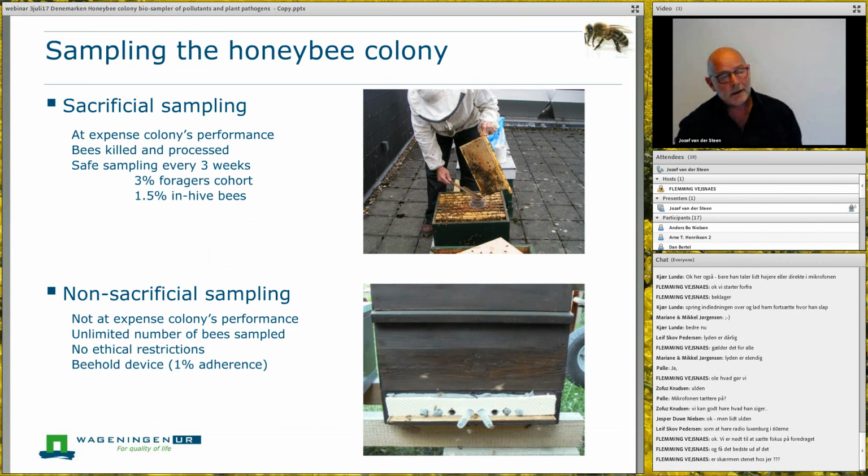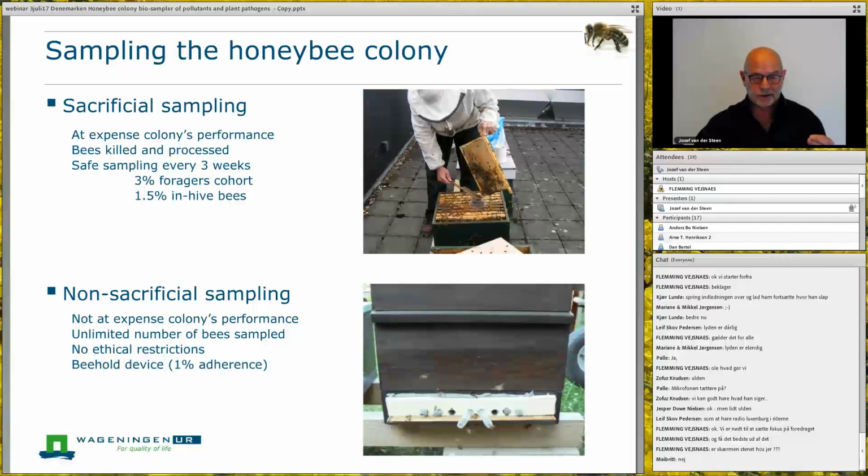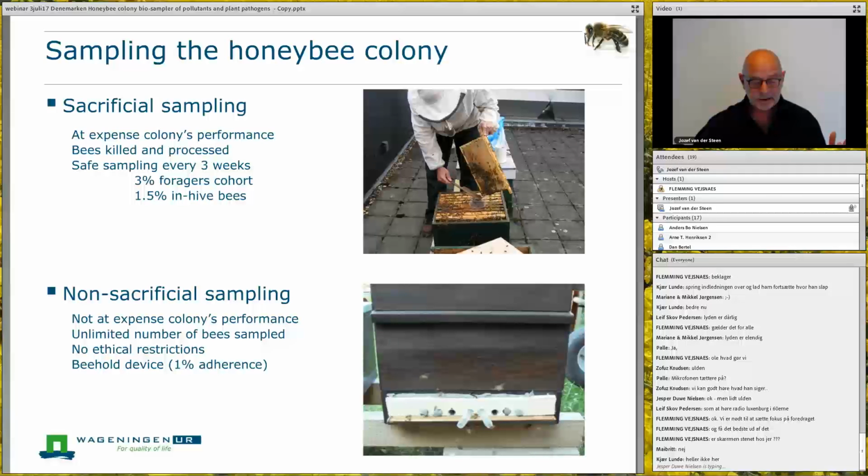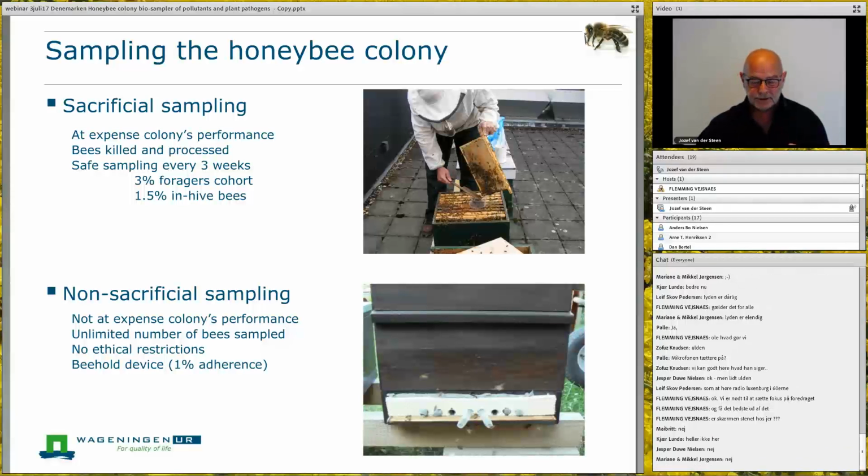Okay, so we know that our honeybee colony has collected material outside. It can be heavy metals, plant pathogens, all kinds of things. But how do you collect material from a colony? You can do it sacrificially, so that means you take bees and kill them for analysis, or you can do it non-sacrificially. And that's the new method that I worked on for some years.